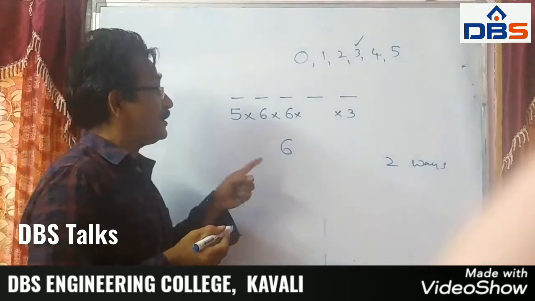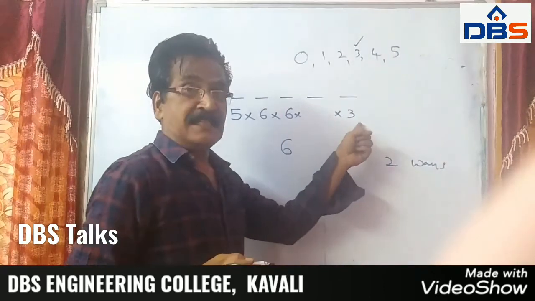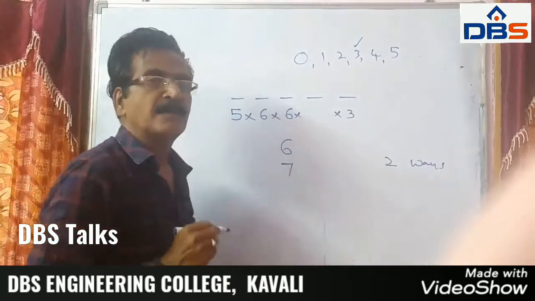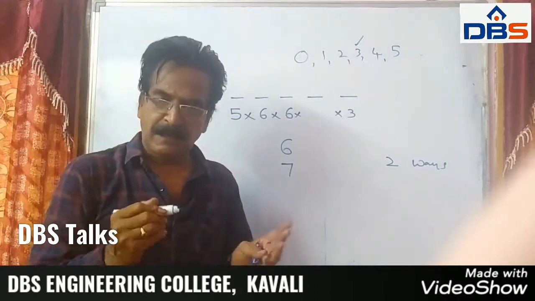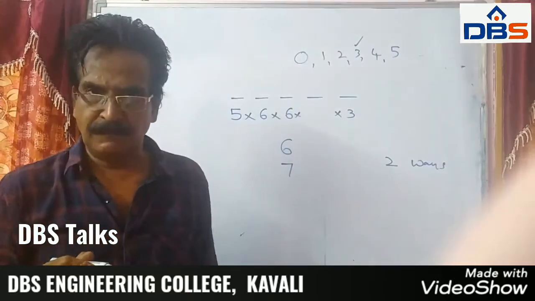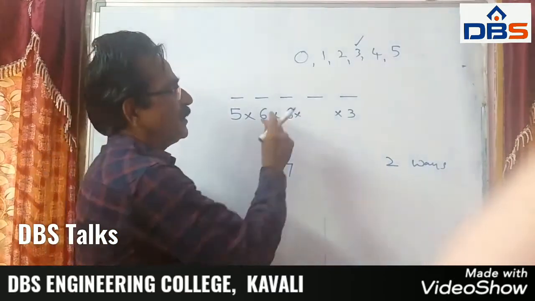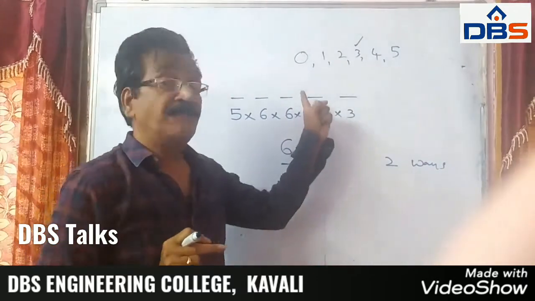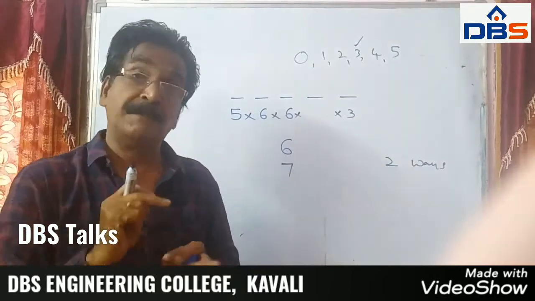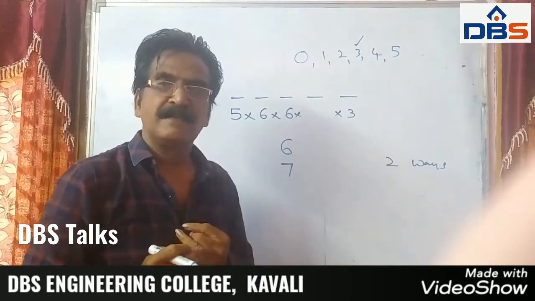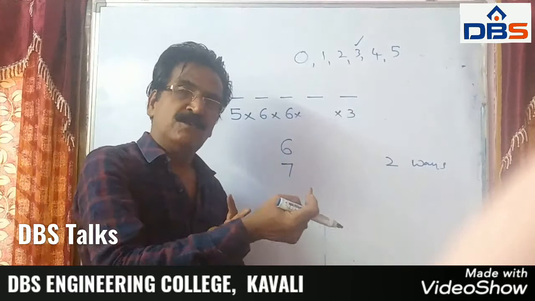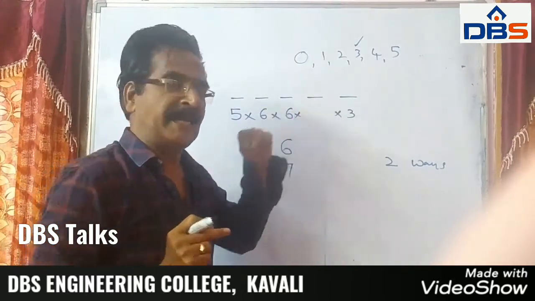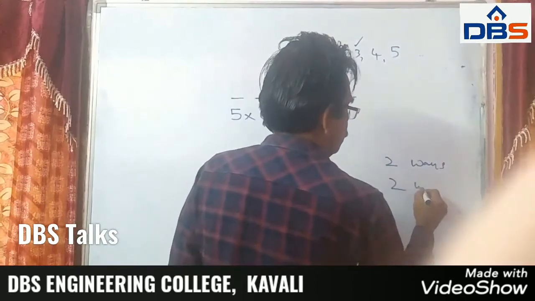Okay, friends. Suppose the sum of these 4 digits is, say, 7, a multiple of 3 plus 1. So in how many ways can this be filled? You can fill with 2, 7 plus 2, 9, to get a multiple of 3. 7 plus 5, 12, that is also a multiple of 3. So in how many ways can you fill this blank? 2 ways only.